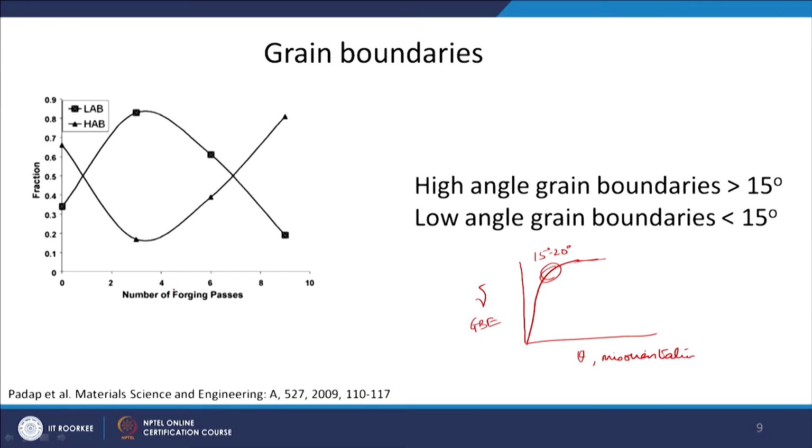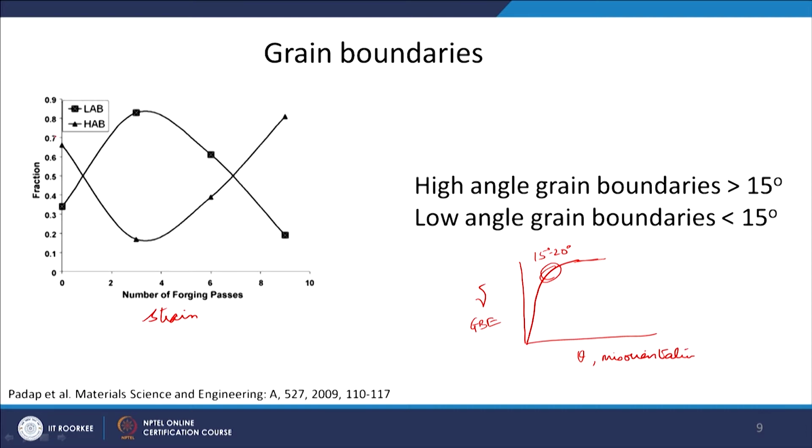And when you do hot deformation, these kinds of changes keep taking place. For example, a graph is shown here, and on the x axis it is showing the number of forging passes. For our purpose, you can just take it as strain. So, on the x axis strain is increasing, and this is the fraction of low angle grain boundary and high angle grain boundary. You can see that as strain is increasing, initially the low angle grain boundary fraction is increasing. In the initial microstructure it was somewhere around 0.35 and it went up to around 0.85 after the initial strain.